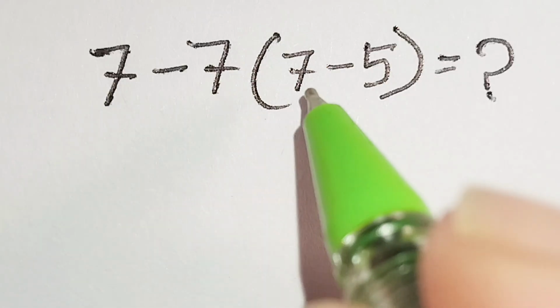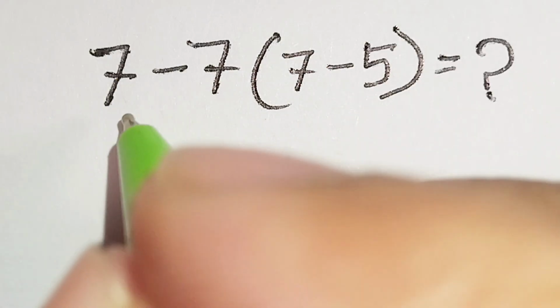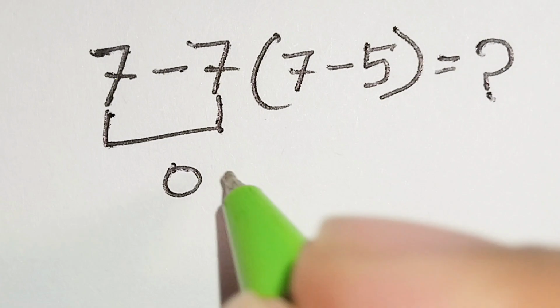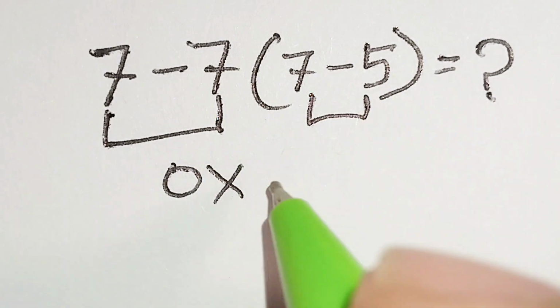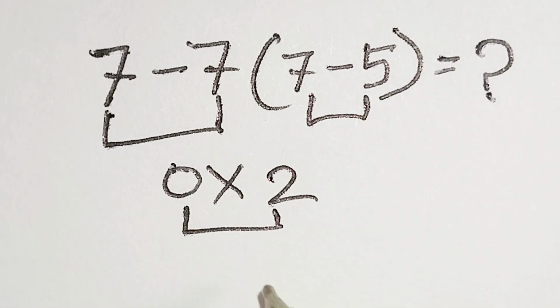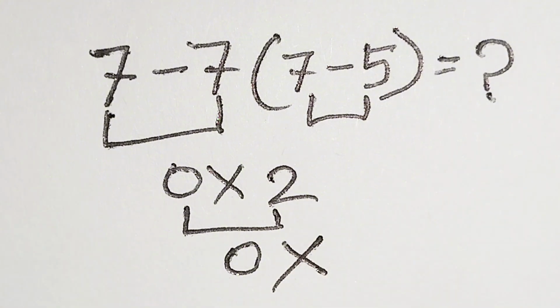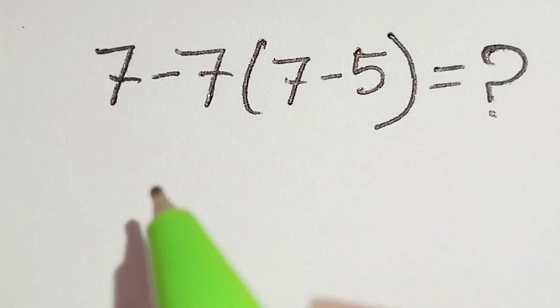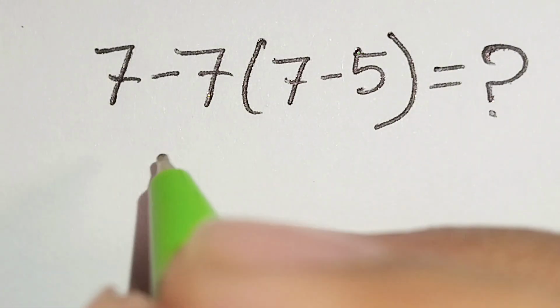7 minus 7 bracket 7 minus 5 is equal what? Here 7 minus 7 gives us 0, multiply 7 minus 5 gives us 2. 0 times 2 gives us 0, but this answer is not correct. Now I will apply the PEMDAS rule to solve this math correctly.